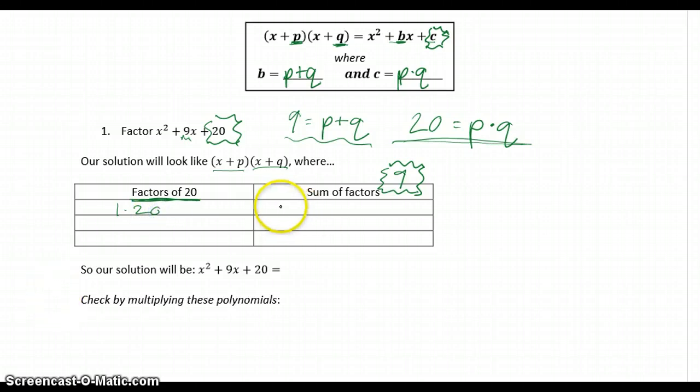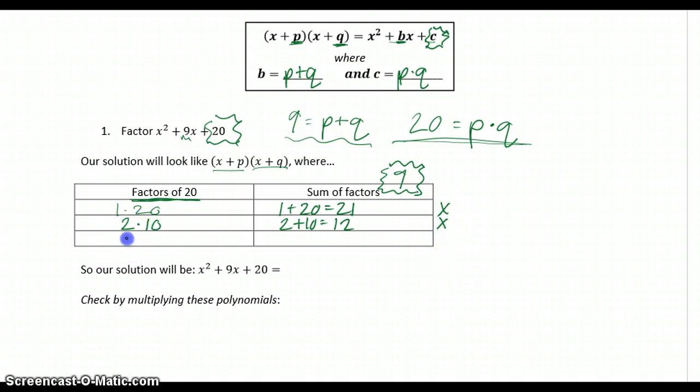But the sum of those factors, 1 plus 20, equals 21. That doesn't give us 9, so we're not going to use those factors. Next, I'll try 2 times 10, which gives me 20, but 2 plus 10 gives me 12, which is not 9, not what I'm looking for.